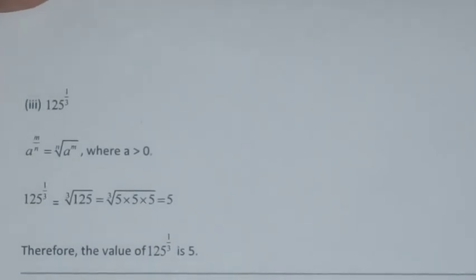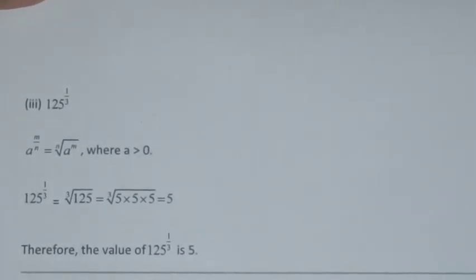Question number 3, 125 raised to 1 by 3. Again the same rule, a raised to m by n equals the nth root of a raised to m. Here the number is 125 raised to 1 by 3. So the cube root of 125. So the cube root of 5 into 5 into 5. So 5 is repeated 3 times. So we can take one 5 out.